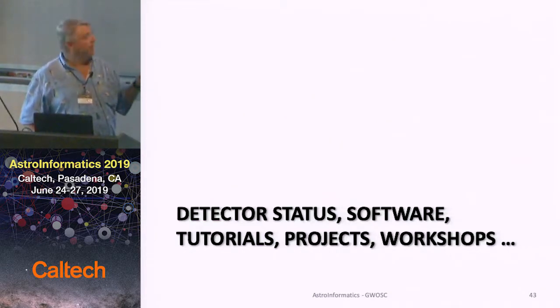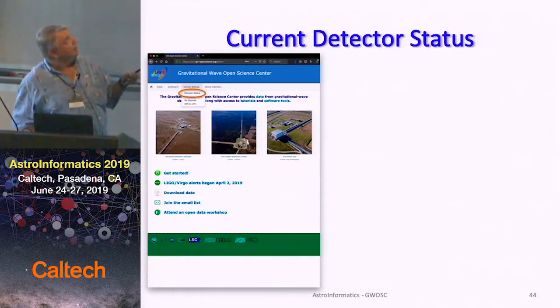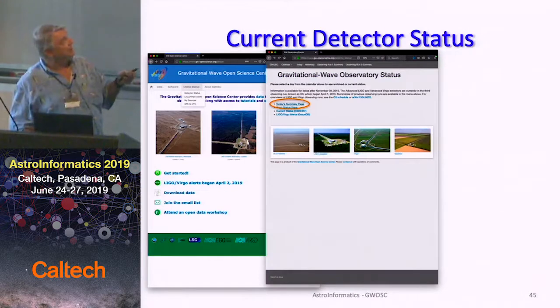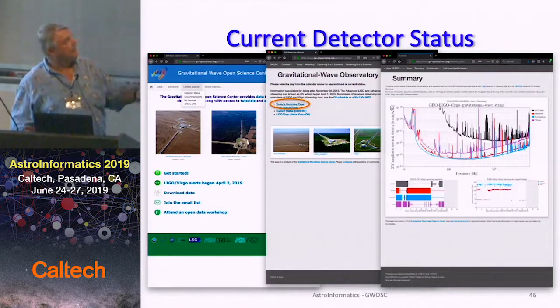There's a lot more information than just the data sets. I've mentioned some of that, but let's just go through those quickly. If you're interested in the current detector status, you click on that. If you want to see what today's summary page is, this will give you a summary of what the detector behavior is today: the operating state, sensitivity, and estimated range to binary neutron stars.